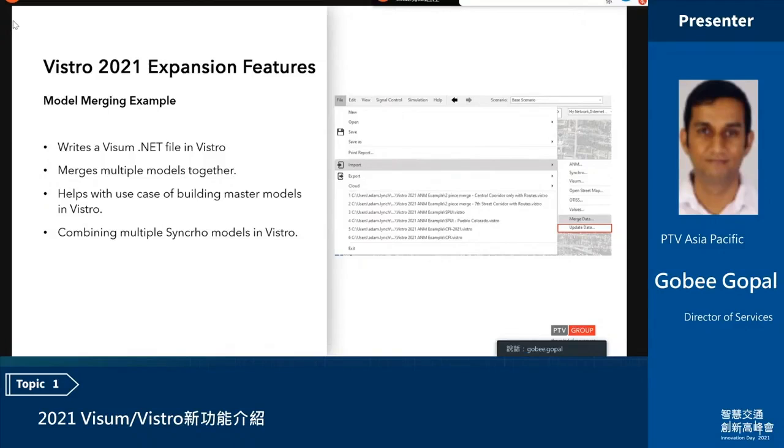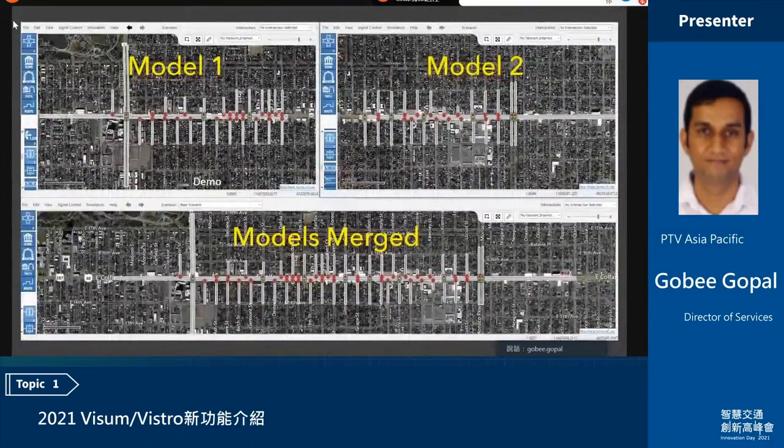In another way, if you're using Synchro, you can bring in a few Synchro models and merge them together in Visum. This is the example here, model 1 and model 2, which can be merged into one. You can see there are two sets of traffic corridors in separate models. If the agency requires these two models to be merged together, it can be done with a click of a button.